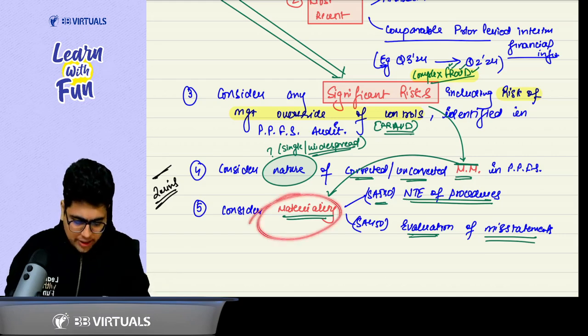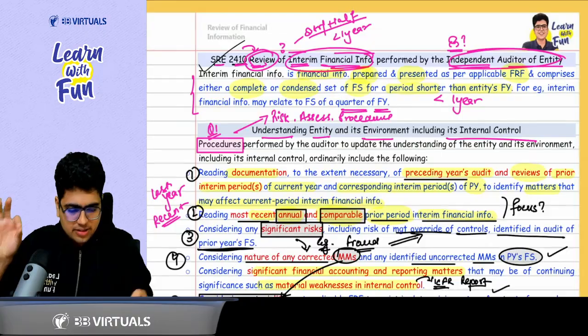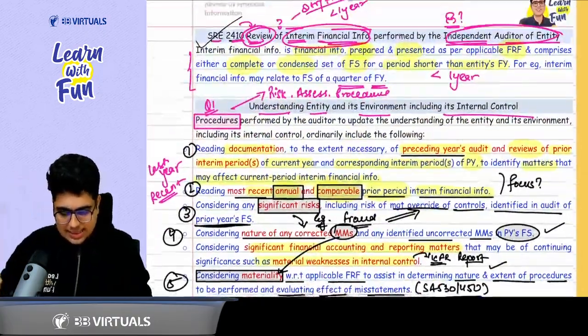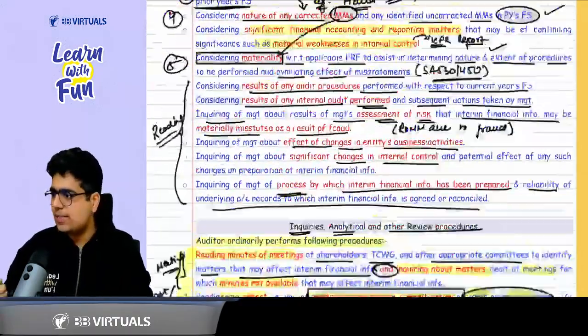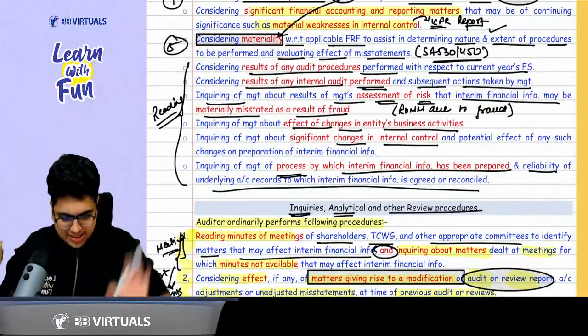So this point is ultra repeated. These 5 points are more than enough. Just read and focus on these points, and the last points which I have left are just for your reading and understanding.